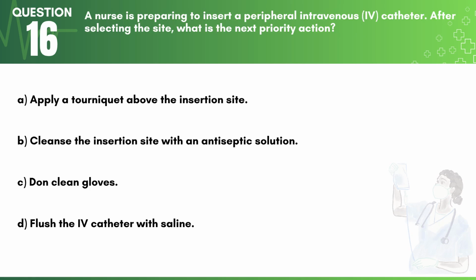Question 16. A nurse is preparing to insert a peripheral intravenous, IV, catheter. After selecting the site, what is the next priority action? A. Apply a tourniquet above the insertion site. B. Cleanse the insertion site with an antiseptic solution. C. Don clean gloves. D. Flush the IV catheter with saline.